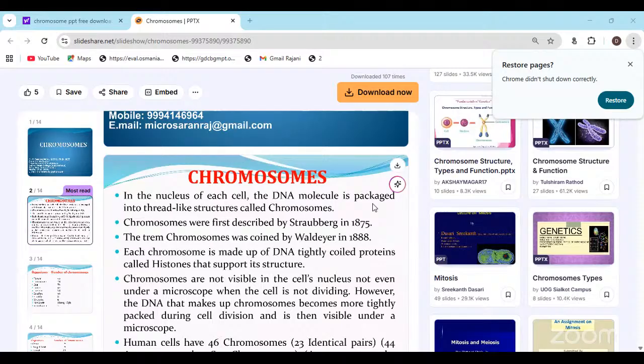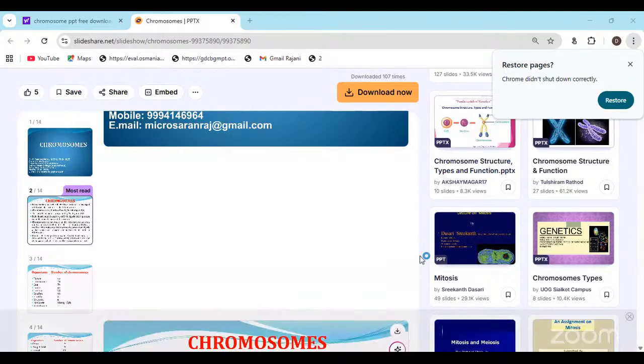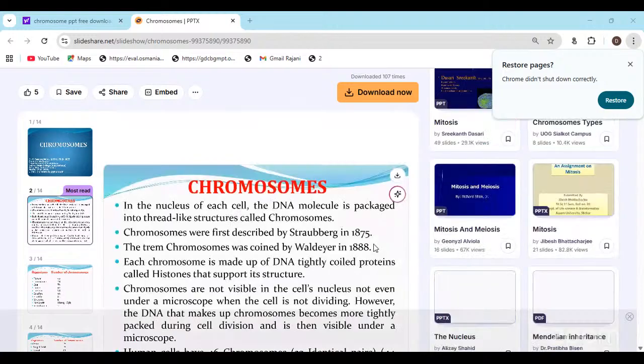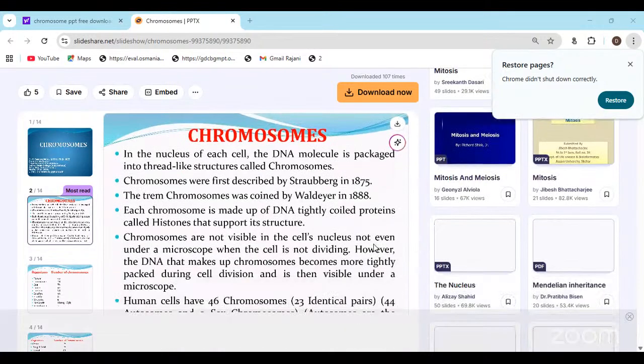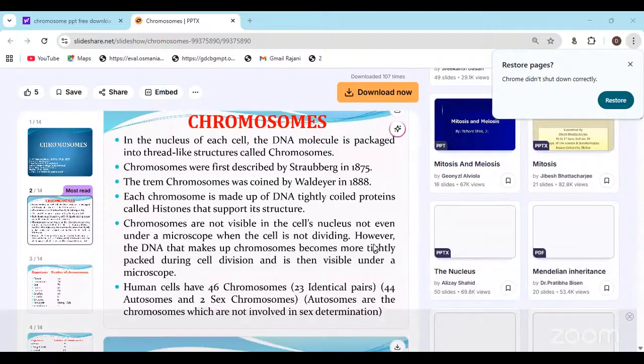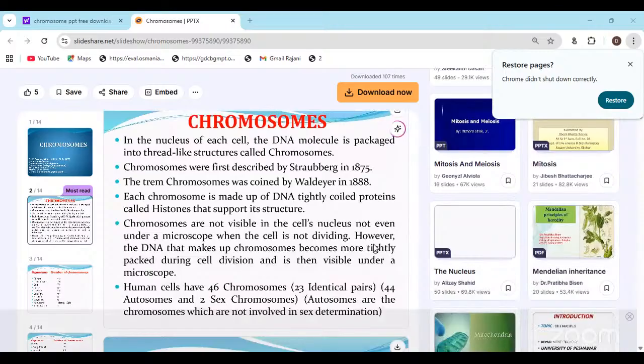The term chromosome was coined by the scientist Waldeyer in 1888. What is the chromosome? The term is derived from the Latin words chroma, meaning color, and soma, meaning body. That is why it is called the color body.